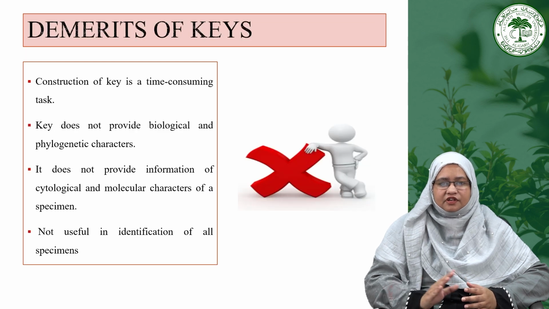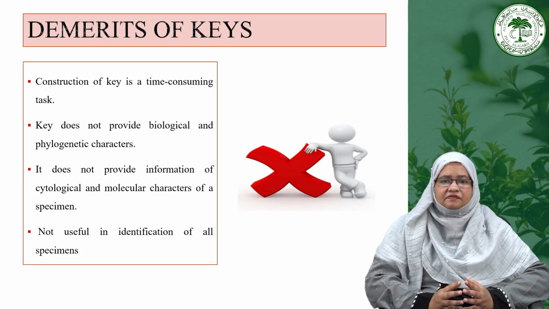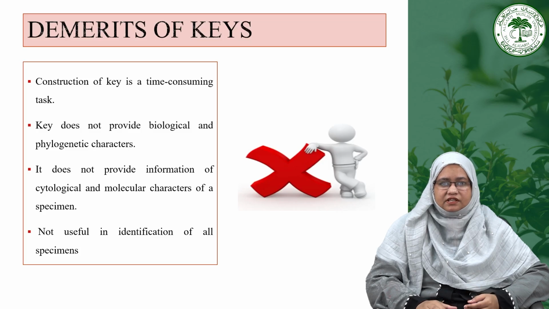Besides this, it also has some demerits, like construction of keys is a time consuming task. Keys do not provide biological and phylogenetic characters. They do not provide the information of cytological and molecular characters of a specimen, and they are not useful in case of identification of all the specimens. So these are some demerits of taxonomic keys.